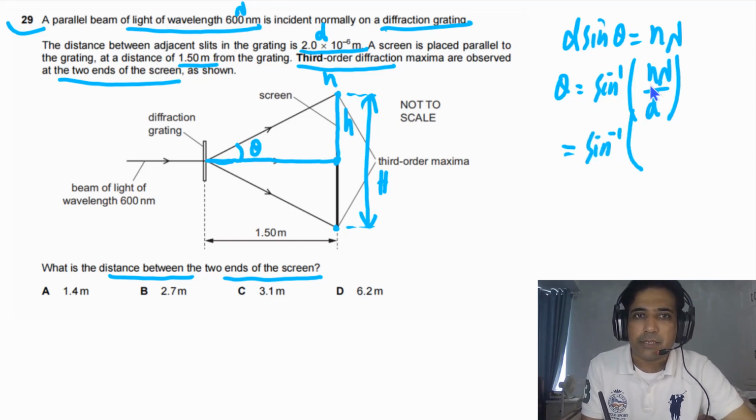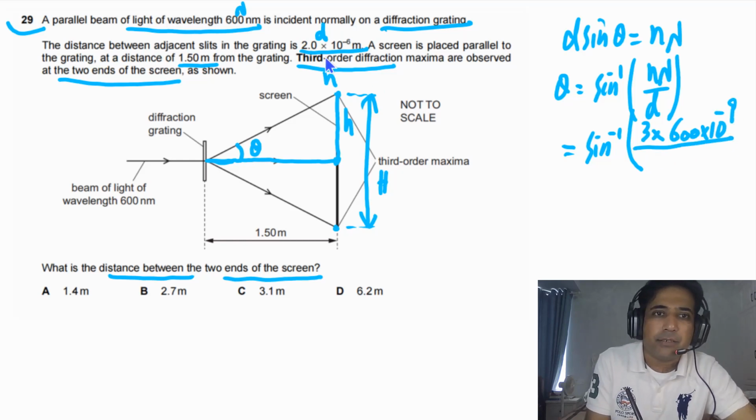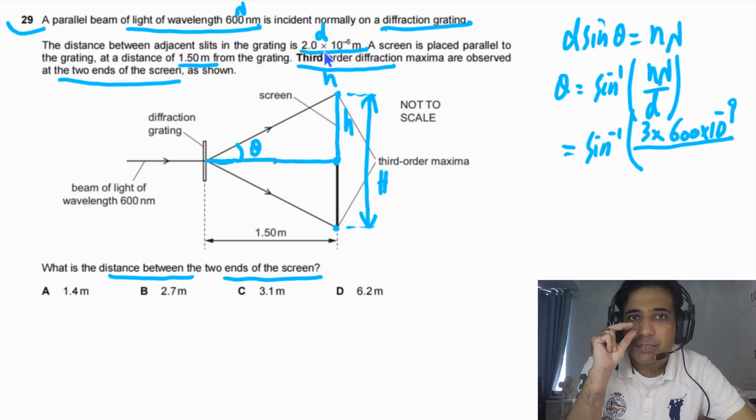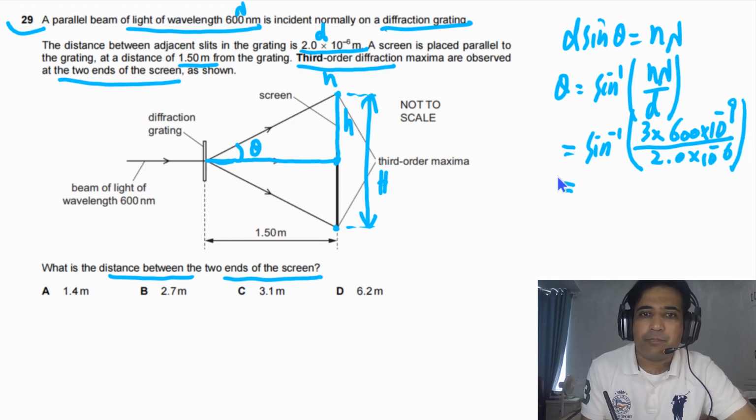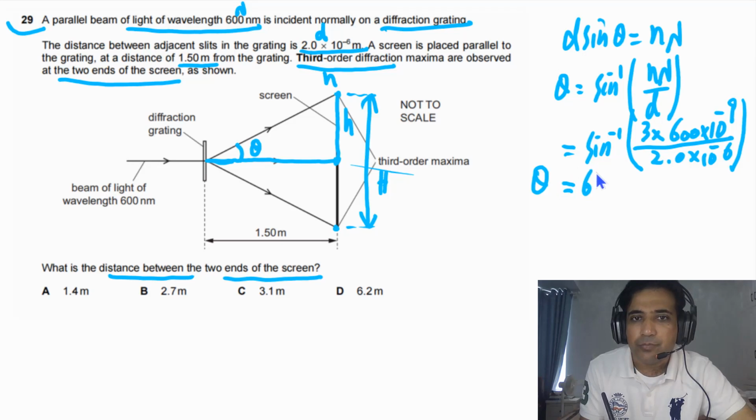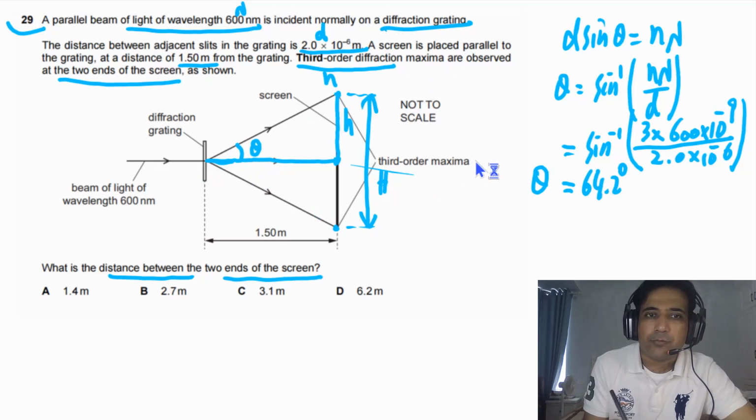We have in this case n, that is 3, and lambda is given to us in nanometers, so we have to convert this into meters, and we need to divide by d. d is the distance between two adjacent slits, and this distance is 2.0 times 10 to minus 6. Now if we solve this one, we will be able to find this angle, and this angle will be equal to 64.2 degrees.